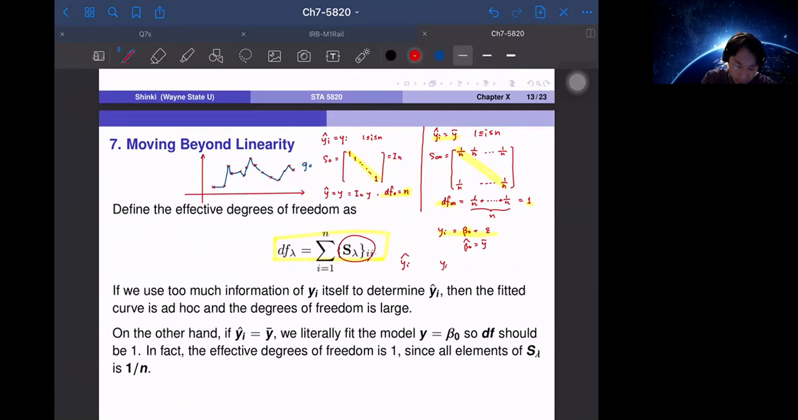For example, think about the simplest case, y1 and y2. So this is a typical situation. If we solve the linear equation, y1 hat is 2/3 times y1 plus 1/3 times y2, and y2 hat is 1/3 times y1 plus 2/3 times y2. So in this case, the effective degrees of freedom for this model is equal to 2/3 plus 2/3, so this is actually 4/3. This is fractional. In general, the degrees of freedom is between 1 and n, but may be fractional. Effective degrees of freedom.